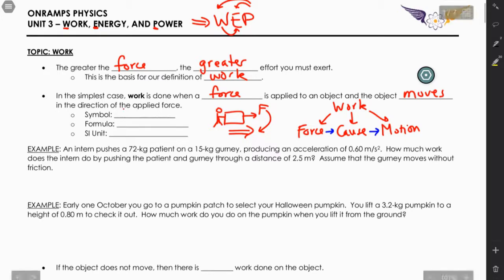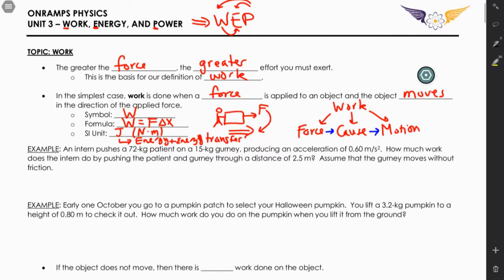But the symbol for work is simply a capital W. The formula, which you can get a little bit from that definition, is just force times displacement. And the unit is joules. Sometimes when we talk about work, we'll call it newton times meter, but joules is the unit for all of energy and energy transfer, because in a second, we will redefine work in terms of energy.